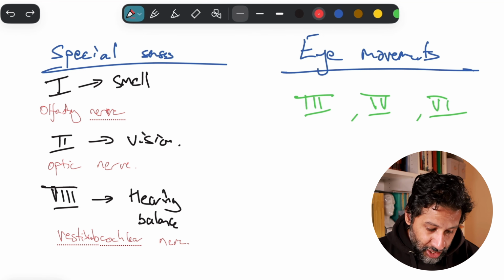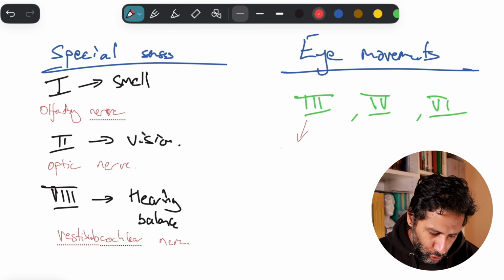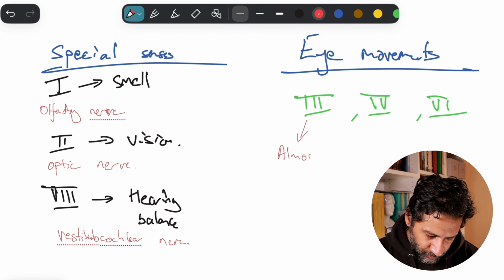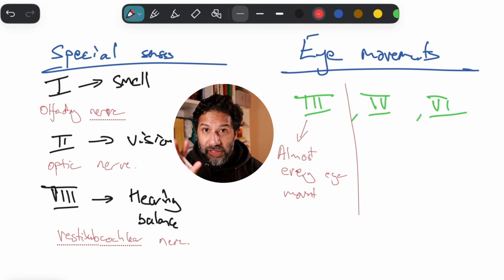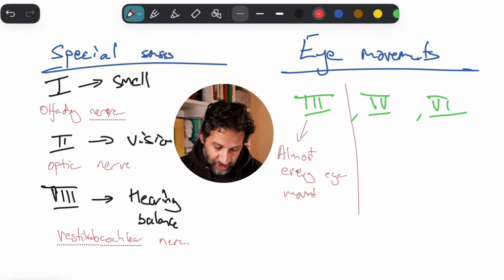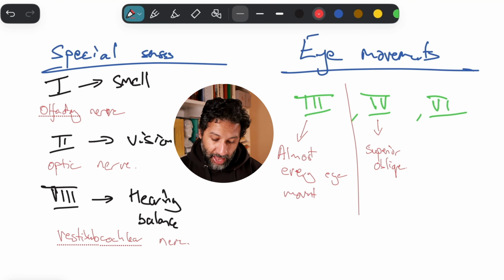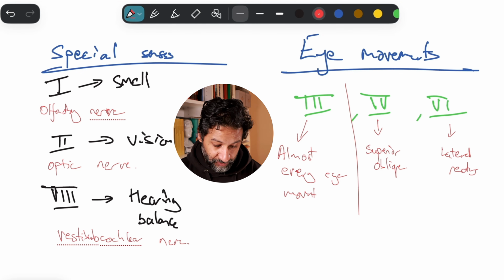So the 3rd nerve does the bulk of it, okay? So the 3rd nerve does almost every eye movement. And it does almost everything. It looks in almost every direction except for the fourth nerve, which innervates superior oblique, and the sixth nerve that does lateral rectus. Every other eye movement is the third nerve in this situation.